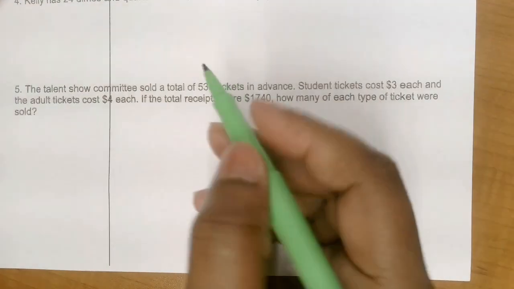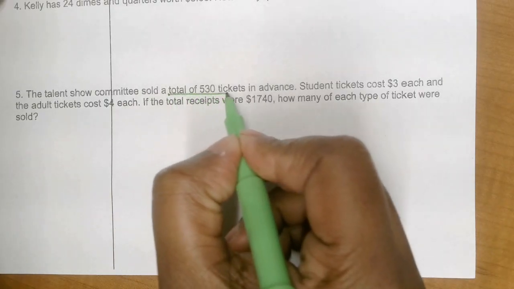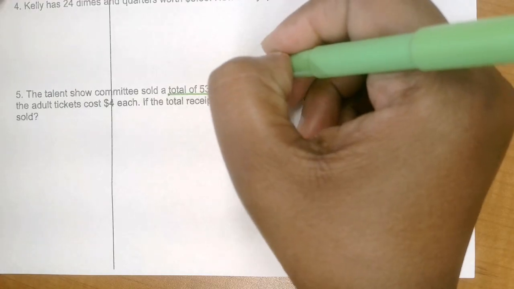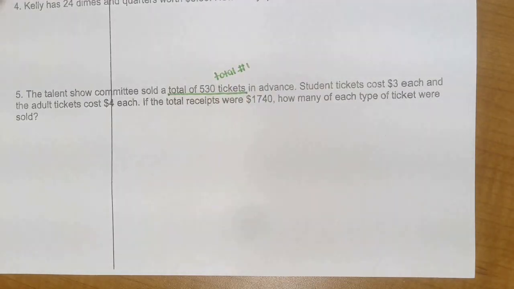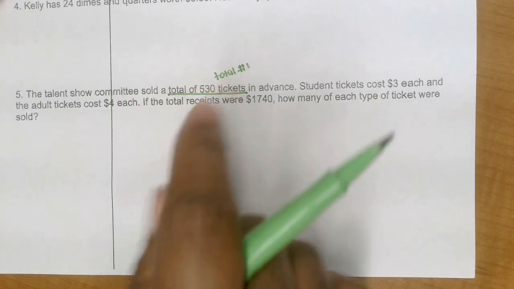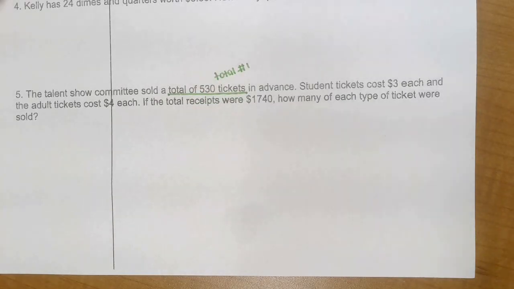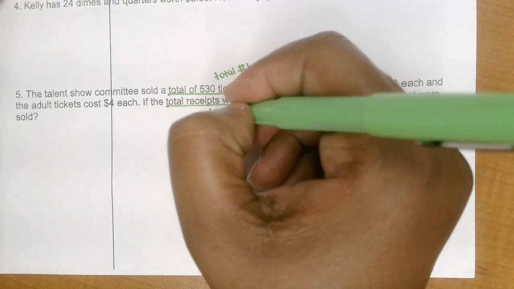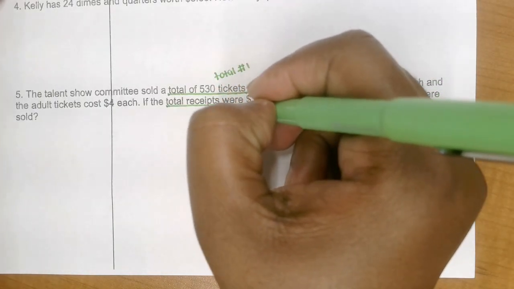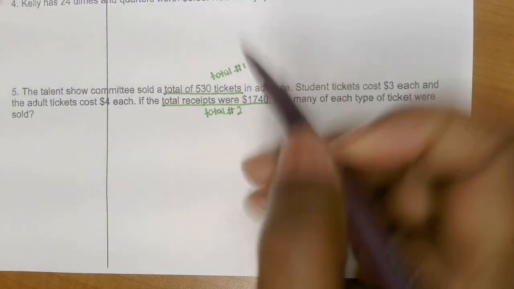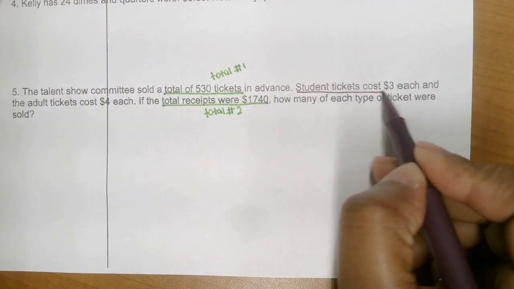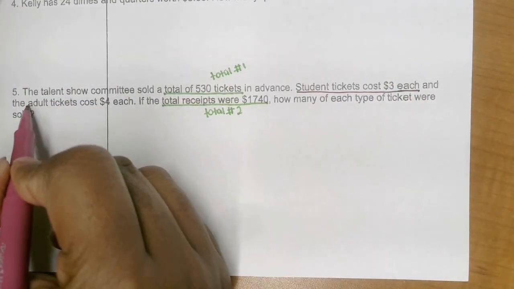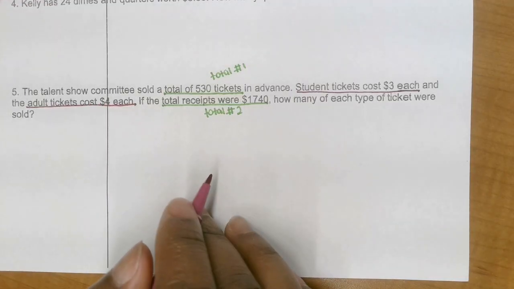So, first information given is that there is a total of 530 tickets sold. So this is total 1 because I remember reading and I saw another total somewhere else. So this has to be total 1. You can't combine two totals. You have to separate them. The next total is here. So this is total number 2. Okay. They said that student tickets cost $3 each and adult tickets cost $4 each.